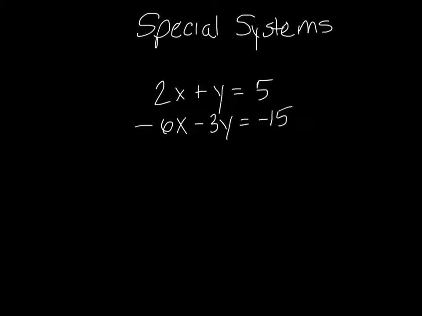Sometimes you have what we call special systems. And so when you solve it, something weird happens. Let's look at this example here. I'm going to solve with elimination. The same thing will happen for substitution, so I'm not really worried what method we use.